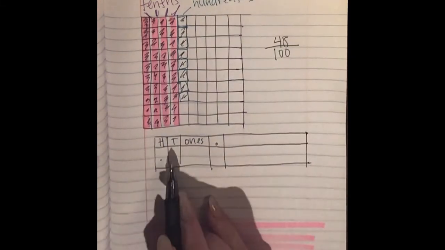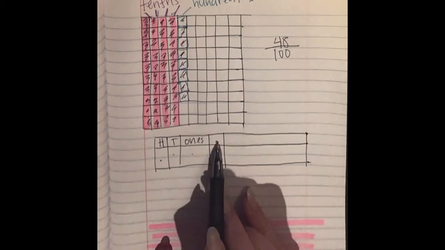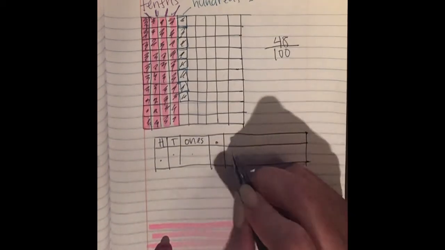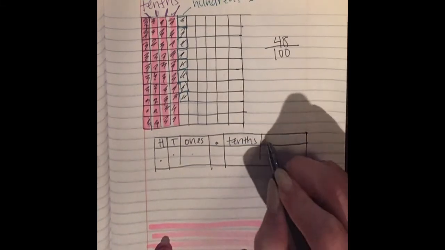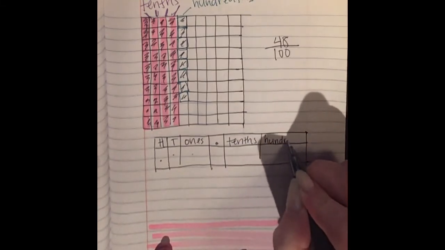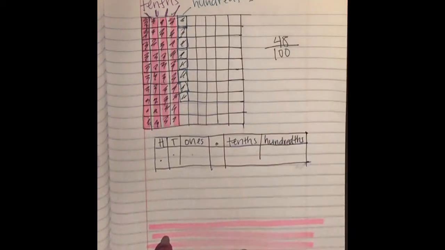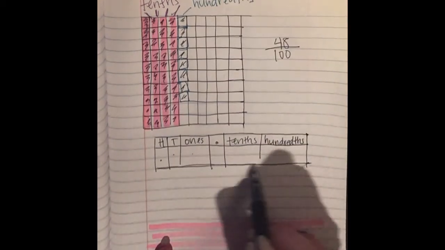On my hundreds, tens, ones, there's my period. Then I have my tenths and my hundredths. Go ahead and get that all drawn up.